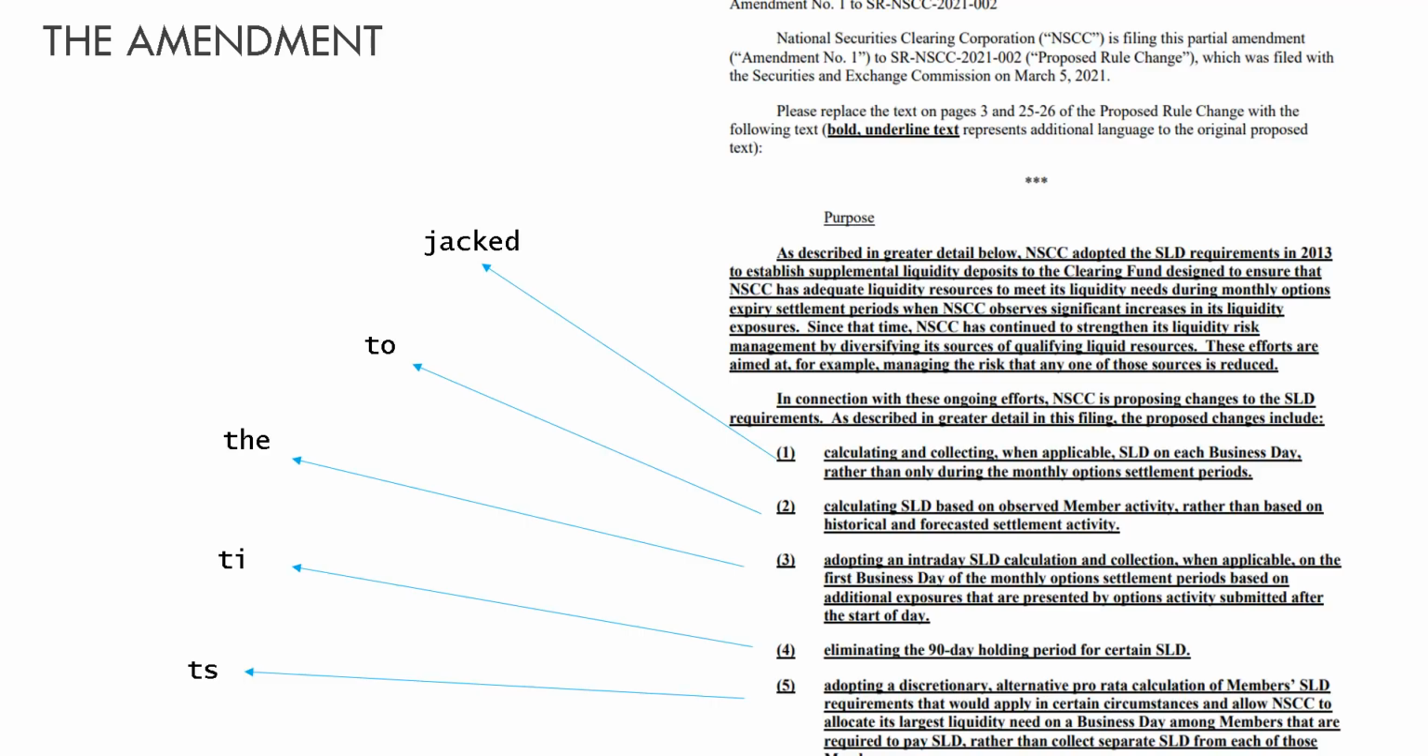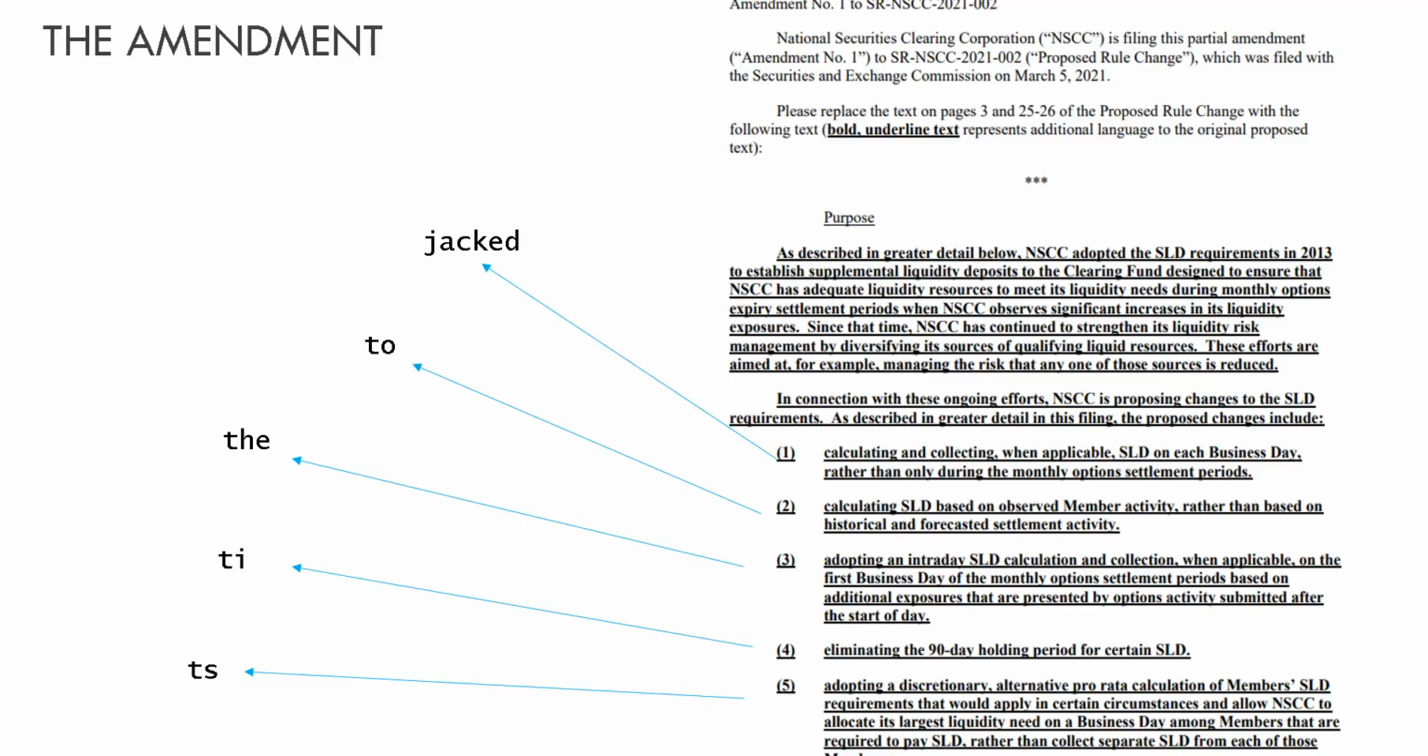Number 5, adopting a discretionary alternative pro rata calculation of members' SLD requirements that would apply in certain circumstances and allow NSCC to allocate its largest liquidity need on a business day among members that are required to pay SLD rather than collect separate SLD from each of those members. That is all this amendment is saying. It's only revising these pages to add this text right here.